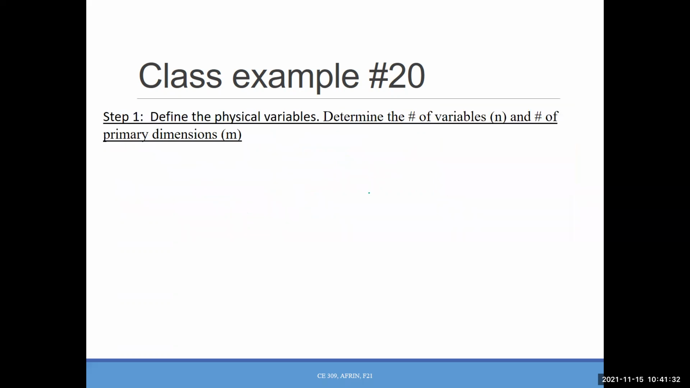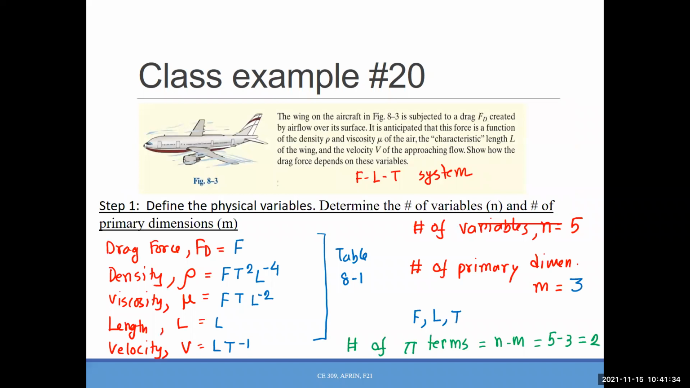Okay, so out of these 5, let's not consider FD as a repeating variable, because we are trying to find everything else on which the FD will depend. So out of these 4, which 3 do you want to consider as repeating variables? Any 3 will work, I guess, because that will give you FLT in total. Which 3 do you want to consider?